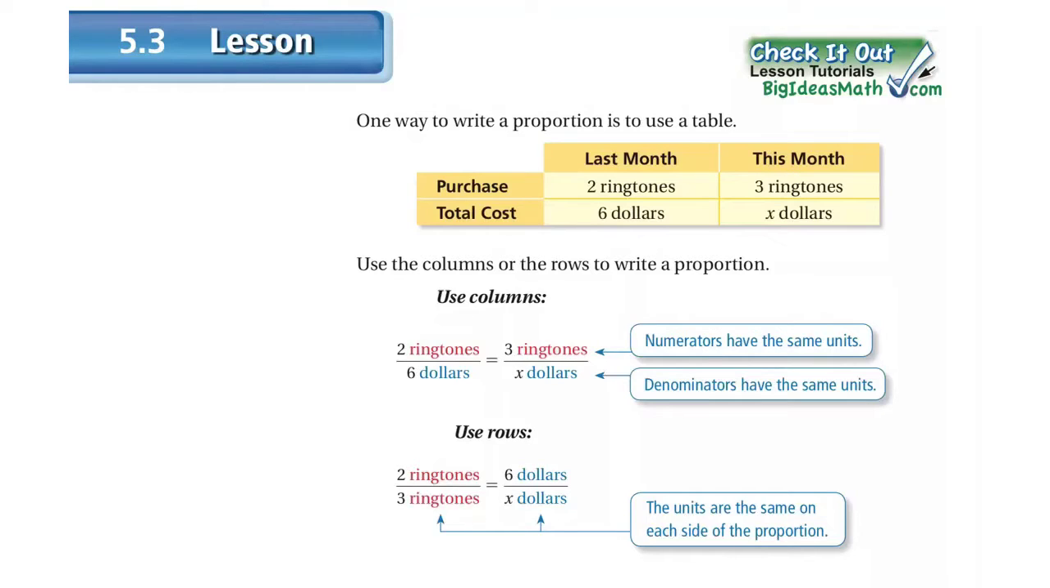Or they could have used the rows. 2 ringtones to 3 ringtones is the same as $6 to X dollars. Either way is fine, but if you stick with one way, then you'll probably get them right.